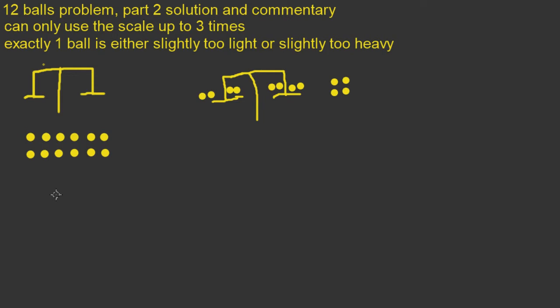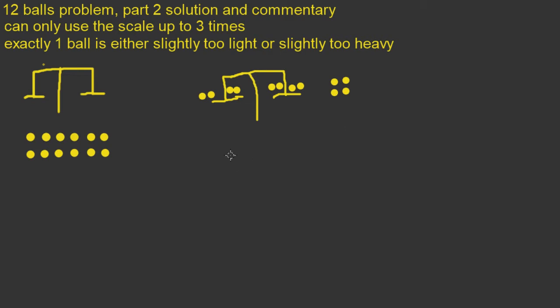Now, the first case to think about is, let's say the scale balances. Well, if the scale balances, then we know all 8 of these are fine, and one of the 4 floating off to the side is the defect. So we have to think of how to get from this step with only 2 more usages of the scale to figure out which of the 4 is wrong and what's wrong with it.